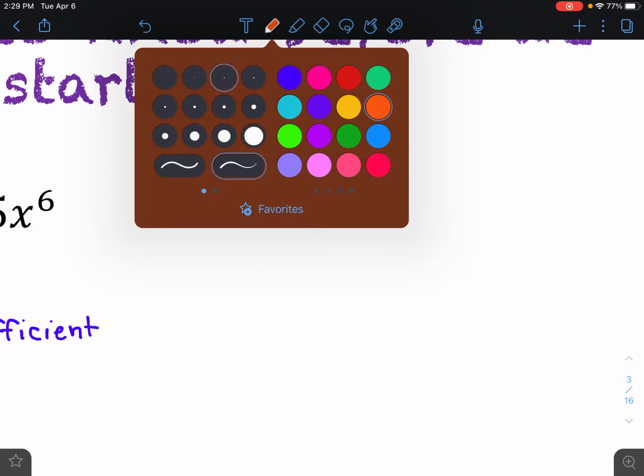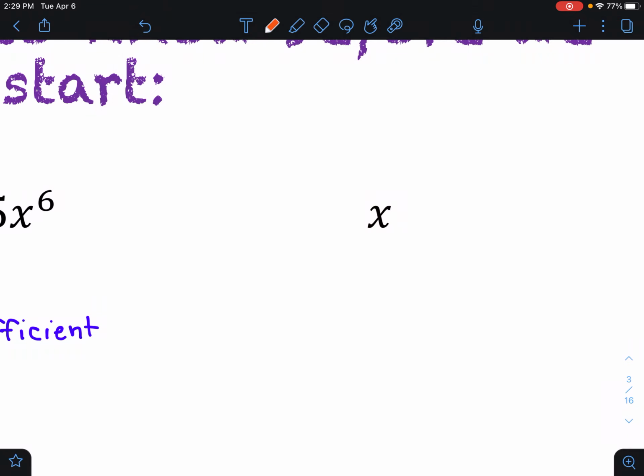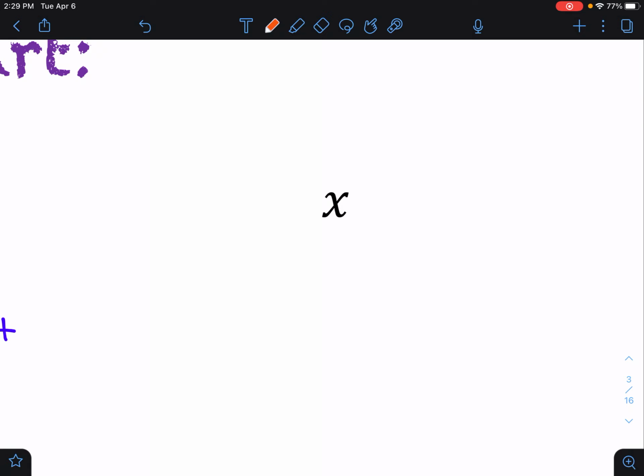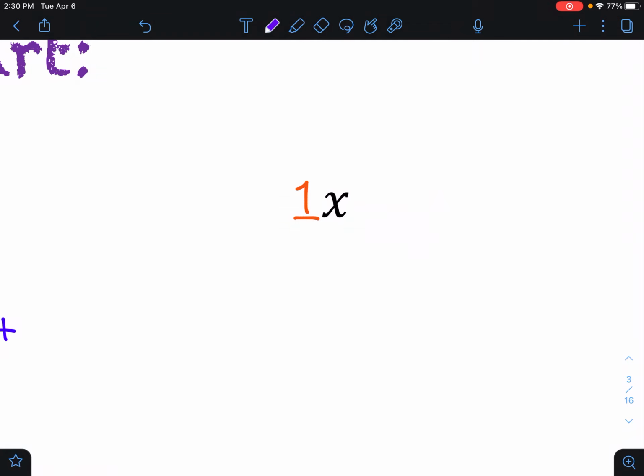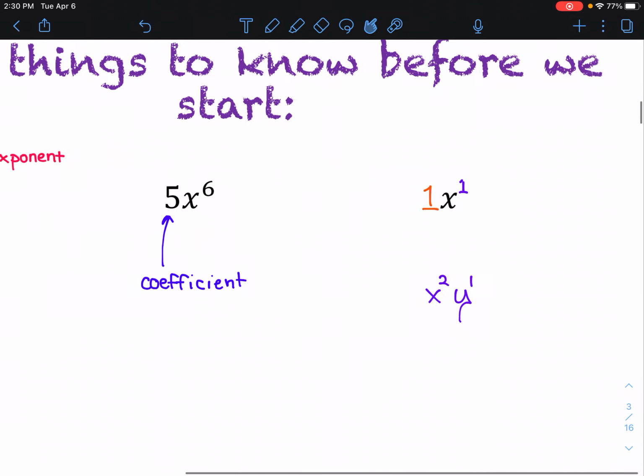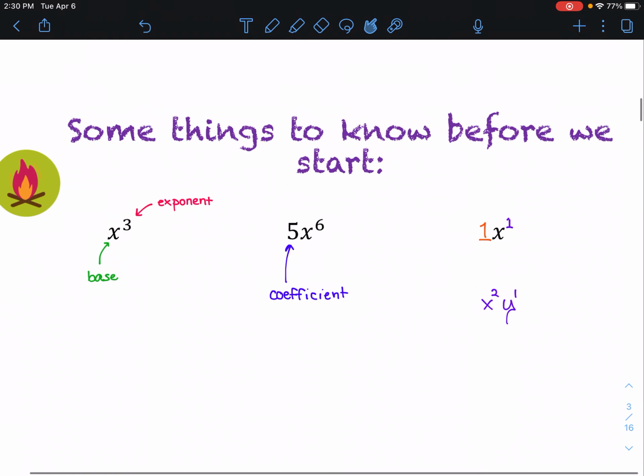And just a reminder too, often when you see just x, there's a couple of hidden numbers. Namely, the coefficient, the number in front, is really a 1. It's really 1x. But also, there is an exponent on the x. It's really also a hidden 1. We just don't write it. So when you see y, or let's say x squared y, really this has a 1 on the y. That really means y to the first power. Okay, so just a couple of reminders about bases, exponents, coefficients.